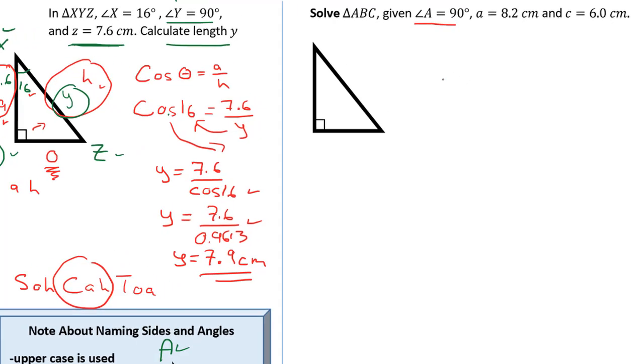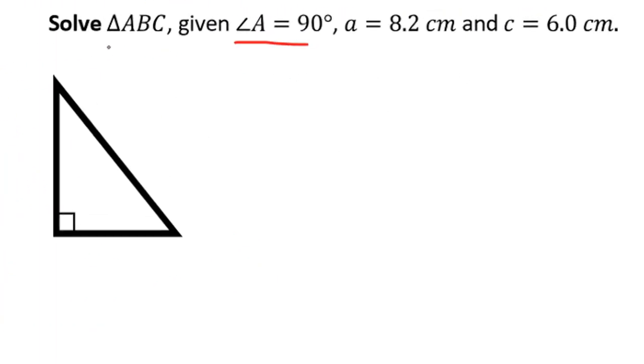All right, let's take a look at the second question. We have triangle ABC, and it's given that angle A is 90 degrees, so that means that this down here is angle A, and this is going to be side A. We're also told that side A is 8.2 centimeters, and that side C is 6.0.